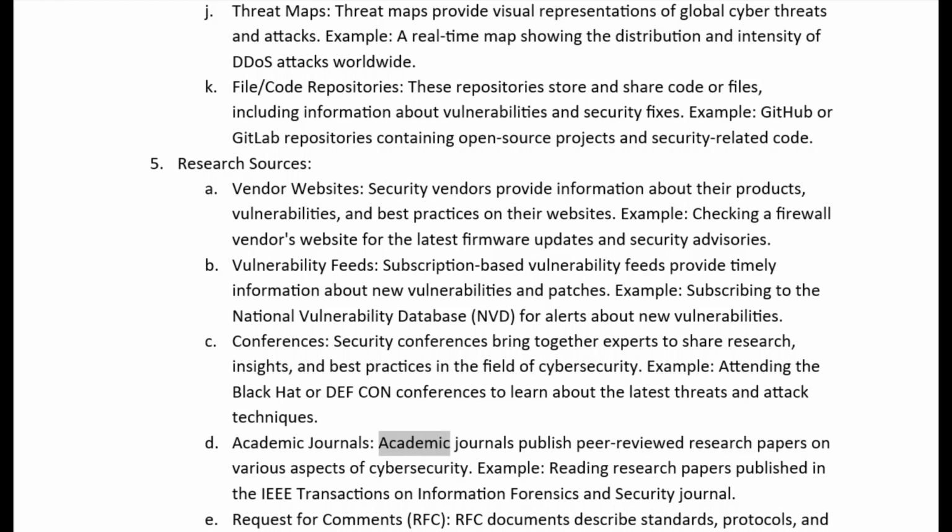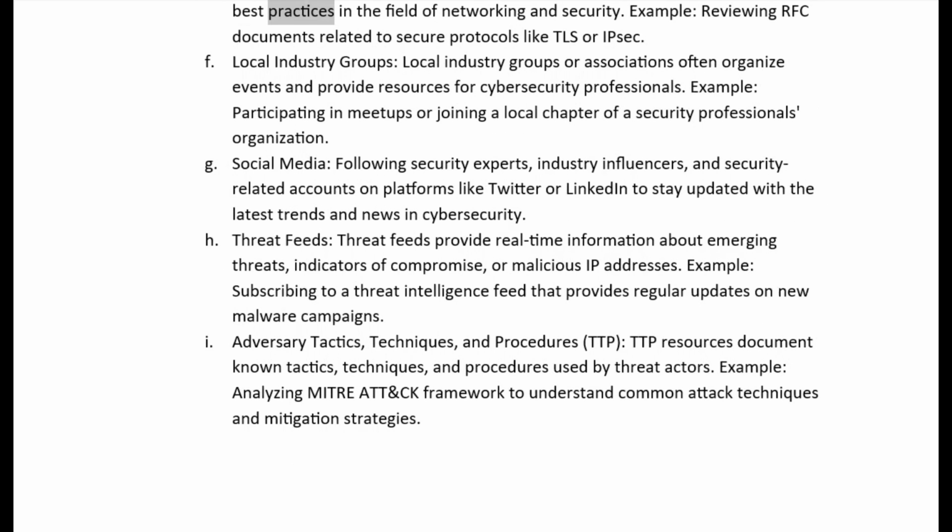Academic journals. Academic journals publish peer-reviewed research papers on various aspects of cybersecurity. Example, reading research papers published in the IEEE Transactions on Information Forensics and Security Journal. Request for comments. RFC documents describe standards, protocols, and best practices in the field of networking and security. Example, reviewing RFC documents related to secure protocols like TLS or IPsec.